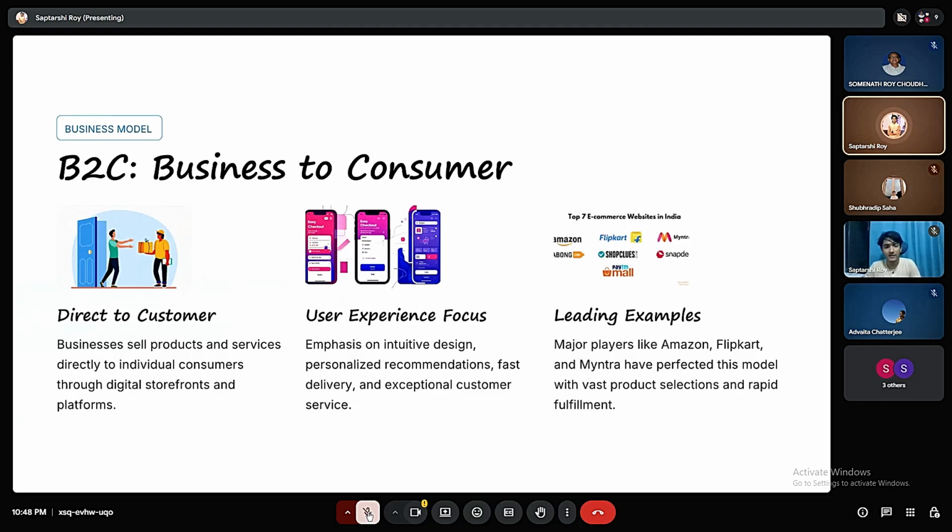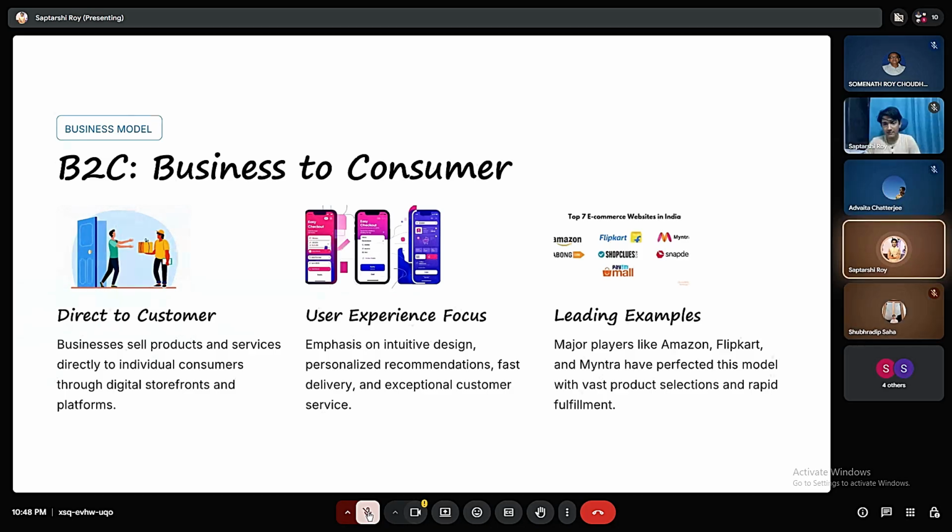First, we have B2C model, that is business to consumer model. It involves businesses selling products and services directly to individual customers through digital storefronts and platforms. It emphasizes user experience, intuitive design, personalized recommendation, fast delivery, and exceptional customer service. Leading examples of B2C models are Amazon, Flipkart, and Myntra, which have perfected this model and enable the expansion of e-commerce in India. Now, my friend Shomshubra will continue with the other models.